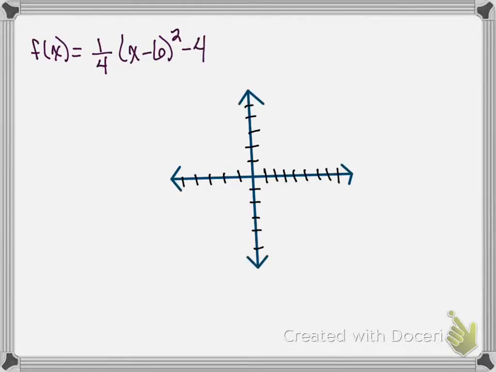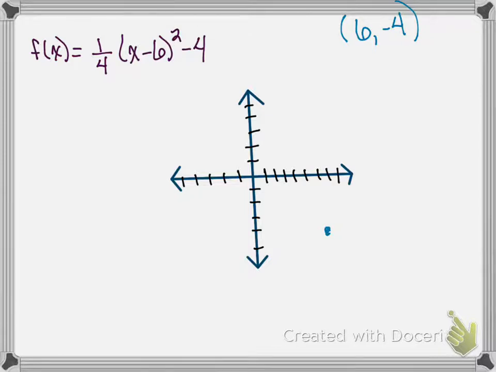Yeah, I want to do this one. For this one, I've got f of x equals 1/4 times (x minus 6) squared minus 4. So the first thing I need is my vertex. What is my vertex here? 6, negative 4. Good. So I go over 6 and down 4. 1, 2, 3, 4, 5, 6. Okay, so there's my vertex right there.